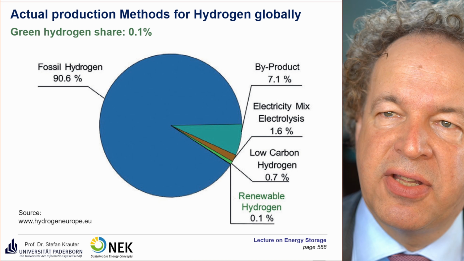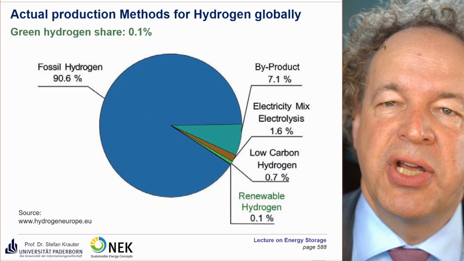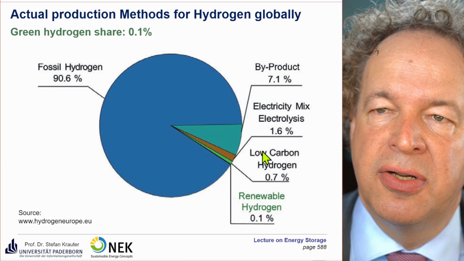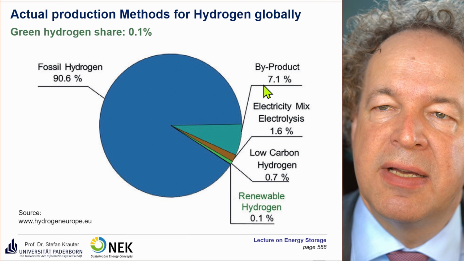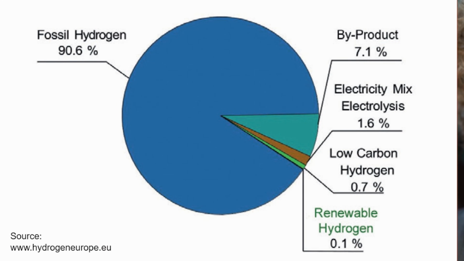The actual production methods of hydrogen globally. As I mentioned already, fossil hydrogen by steam reformation of natural gas is in the vicinity of 90.6% of the world production. Also we have a contribution as a byproduct of 7.1%. Electrolysis from the actual energy mix, which is not completely renewable, contributes 1.6%, and low carbon hydrogen only 0.7%. And if we purely take renewable hydrogen, the so-called green hydrogen at the moment only contributes 0.1%.